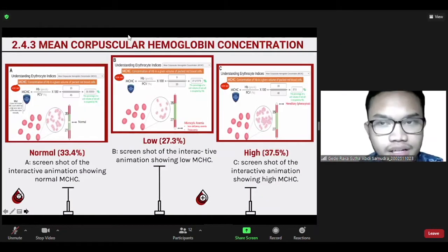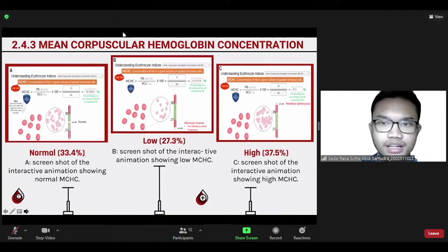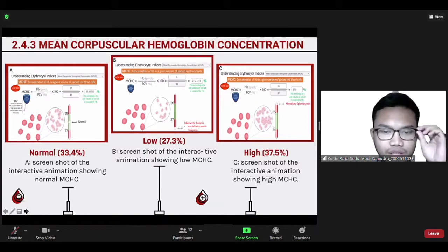Hello, my name is Gede Raka Samudra, number 23. Mean corpuscular hemoglobin concentration, or MCHC, is the average concentration of hemoglobin per unit volume of erythrocytes and is counted by dividing the hemoglobin by the hematocrit. Normal range is 32 to 36 gram per deciliter. MCHC was measured by an 8 via 2012 hematology system with autoslide.